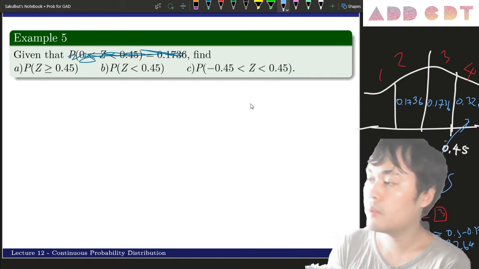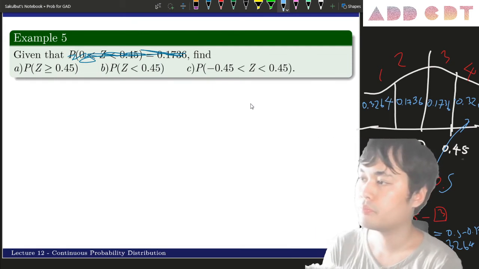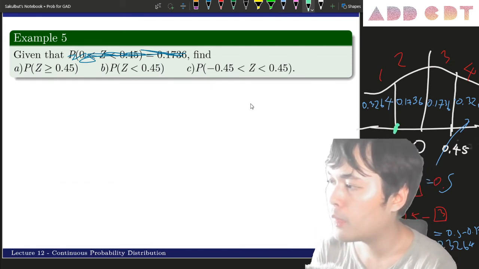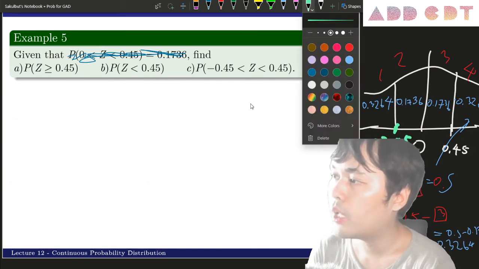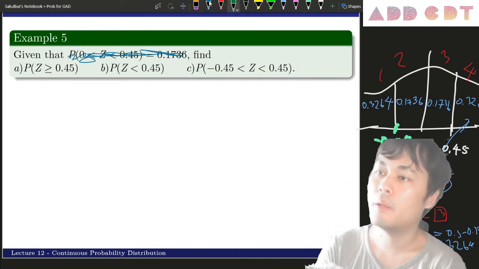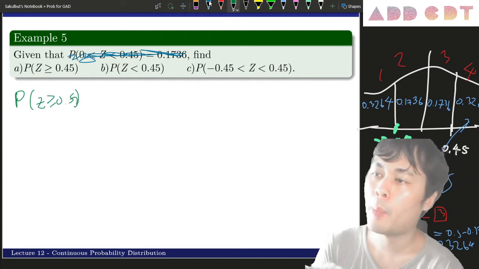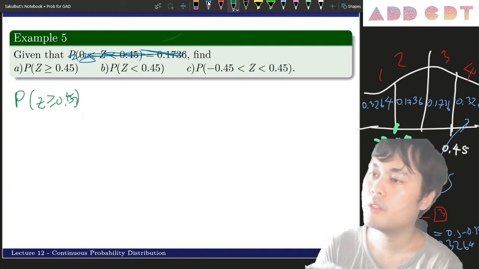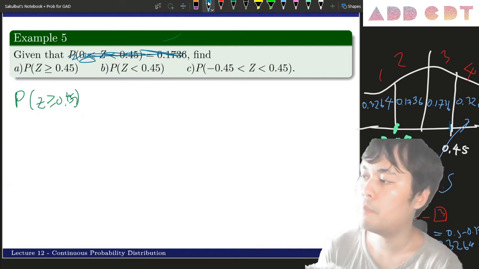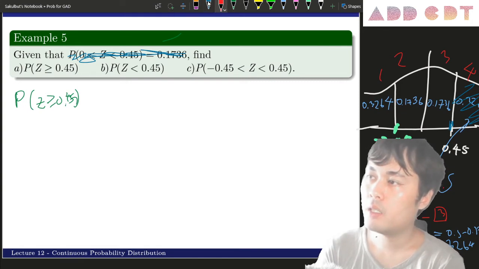And finally, we can fill in the last one by the symmetry. Oh, and that mark is minus 0.45. Okay, now we are ready to attack the problem. So, bring it on! What's the first one? What's that region? So 0.45 is here, the right is here. So that is equal to the area of region 4.